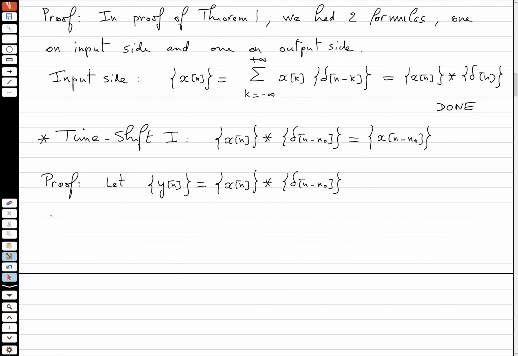So this implies that for every n, y of n equals the sum of x of k delta of, I don't know what to write here, n minus n naught minus k.